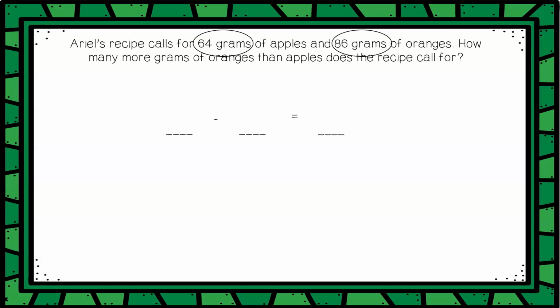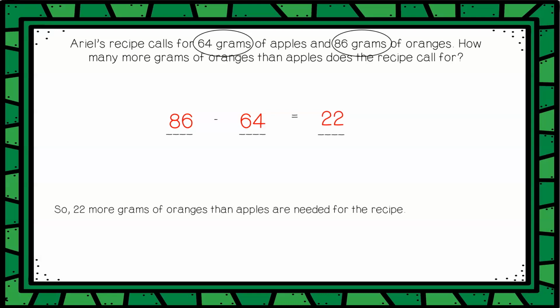Since we already have the subtraction equation set up, now we need to plug in the numbers where they belong. We can see again that the problem says how many more grams of oranges than apples. That means we need to put the grams of oranges first, so 86, and the apples second, which is 64. Now we can subtract apples from oranges. We're going to do 86 minus 64. When we do that subtraction, we get 22. That means that 22 more grams of oranges are needed than apples for the recipe.